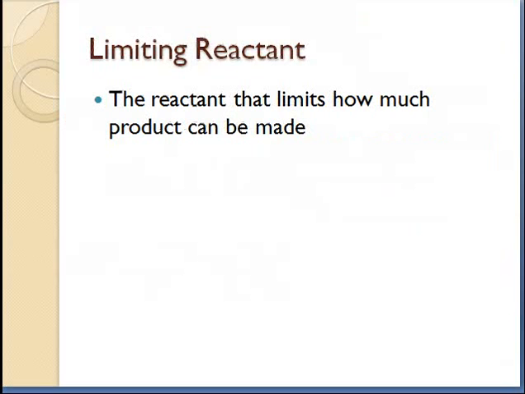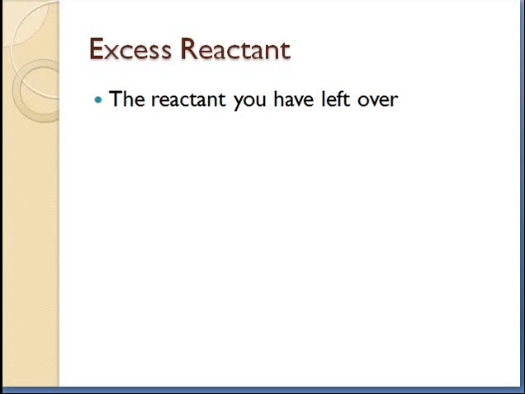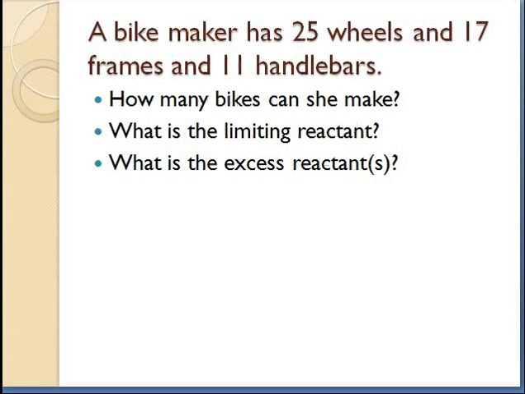Alright, so a limiting reactant is the reactant that limits how much of something we can make. The excess reactant is the reactant that you have left over at the end. Sometimes there's one, or sometimes there's more than one. So if we think about this example, a bike maker has 25 wheels, 17 frames, 11 handlebars. The question is, how many bikes can they make?